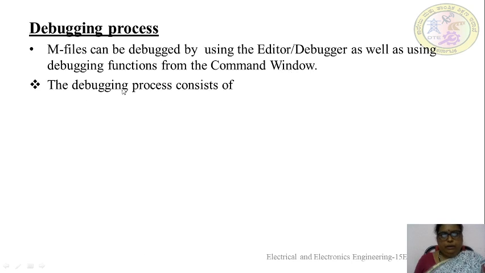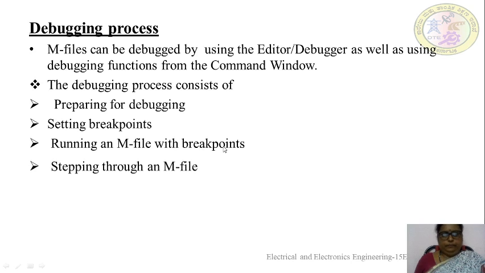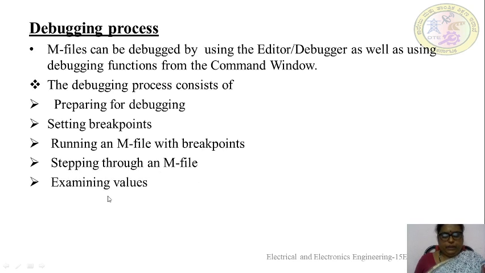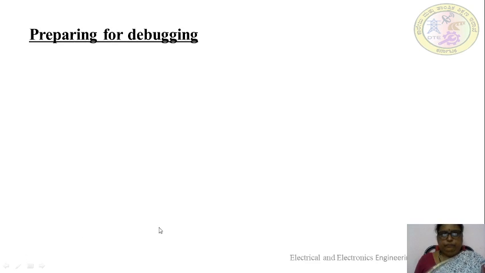The debugging process consists of preparing for debugging, setting the breakpoints, running an YAML file with the breakpoints, stepping through an YAML file, examining the values, correcting the problems, and ending the debugging. So now we will see one by one.